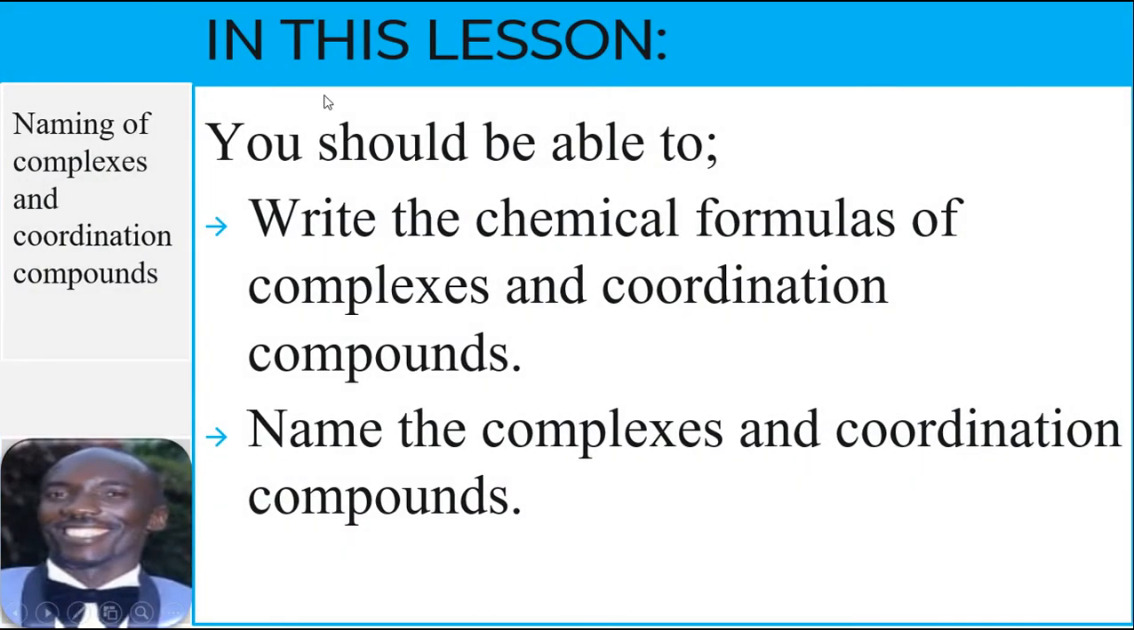So these are our lesson objectives. 1, by the end of this session we should be able to write the chemical formulas of complexes and coordination compounds. Then 2, we should be able to name the complexes and those coordination compounds. So these are the only 2 objectives we have for this lesson, which look to be simpler when we follow the steps that I will explain in detail.